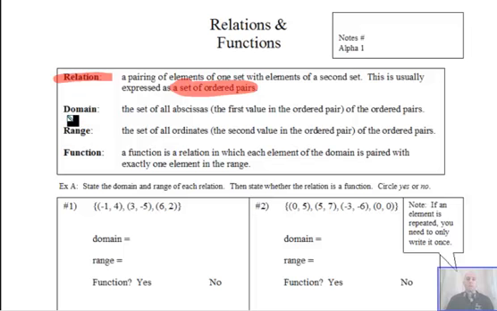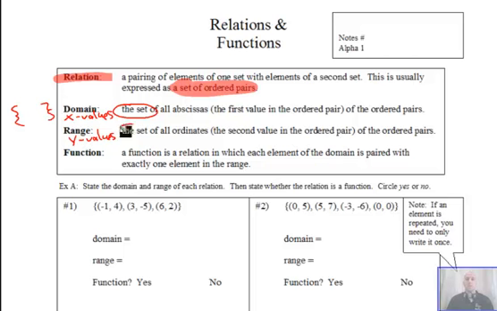Usually the domain is the x values, and the range is typically the y values. So note, the domain is defined as the set. Anytime you write what the domain is, you have to make a set. A set in set notation means that you start out with a brace, you list your elements separated by commas, and you end with a brace.